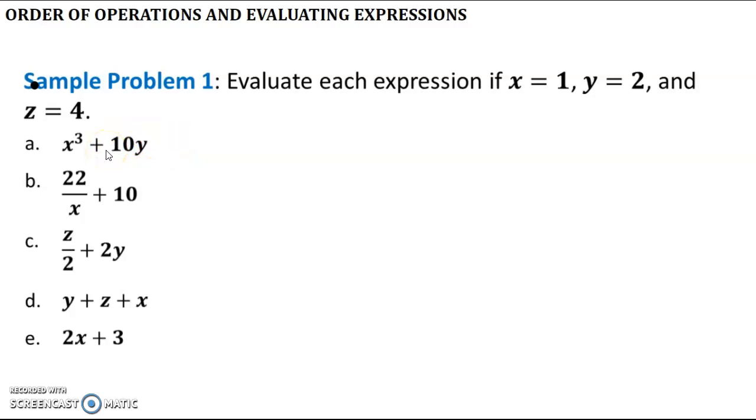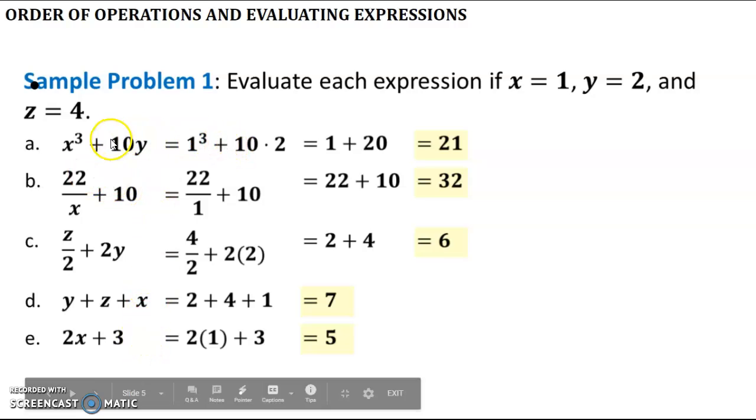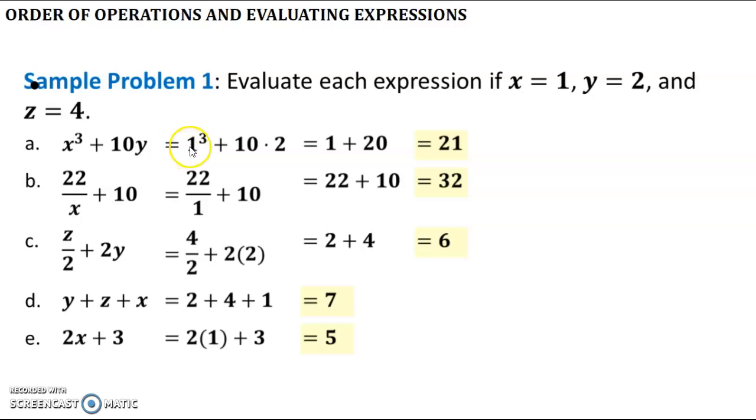Now I want you to try the rest on your own. 22 divided by x plus 10. z divided by 2 plus 2y. y plus z plus x. And then 2x plus 3. And you can see here, again, 1 cubed plus 10 times 2 equals 21, like we discussed.